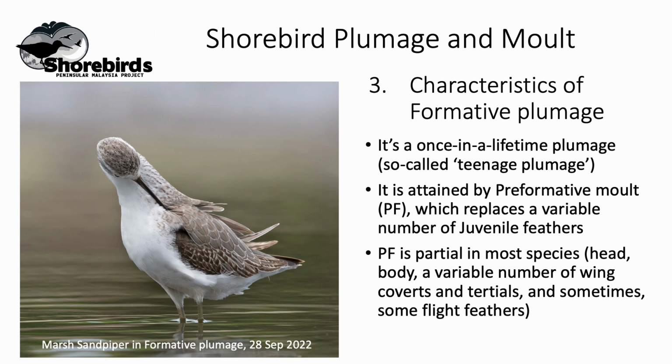It's partial in most species. It includes the head and body, a variable number of wing coverts and tertials, and sometimes flight feathers as well, and I'll talk about that later. So by flight feathers we mean primaries, secondaries, and tail feathers and tertials. But basically primaries, secondaries, and tail feathers. So those are some characteristics of formative plumage as a whole.